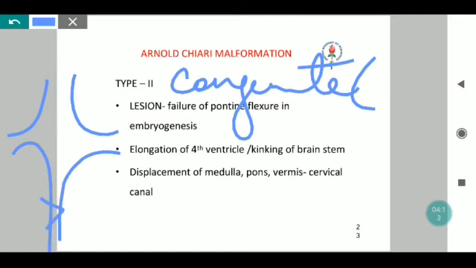Now, the Arnold Chiari malformation is mainly because of an elongation of the fourth ventricle and is because of a kinking in the brainstem, as a result of which there is a displacement of the medulla, the pons, the vermis, and the cervical canal.